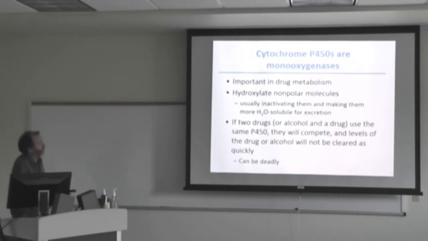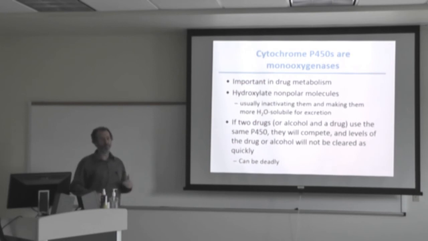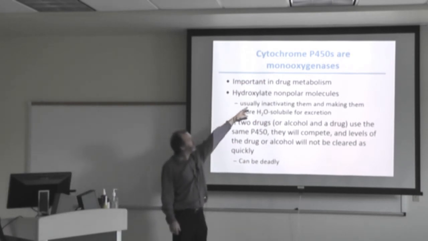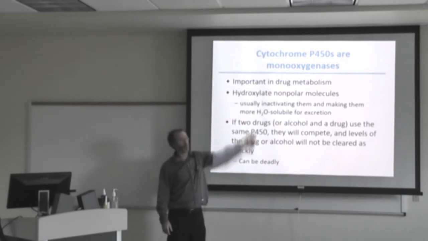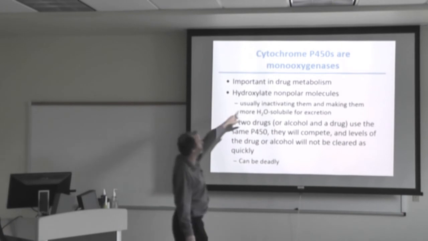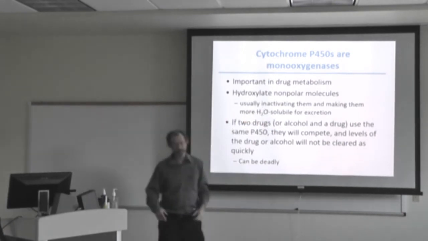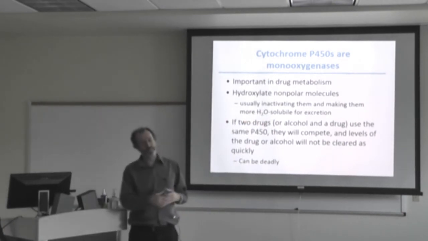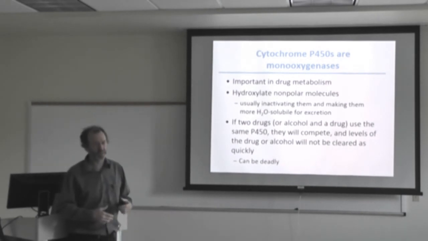So cytochrome P450s are monooxygenases. They're important in drug metabolism. The majority of our drugs are metabolized by cytochrome P450s. They hydroxylate nonpolar molecules. So these mixed function oxidases, or the cytochrome monooxygenases, are there in our liver to clear out what's known as xenobiotics.